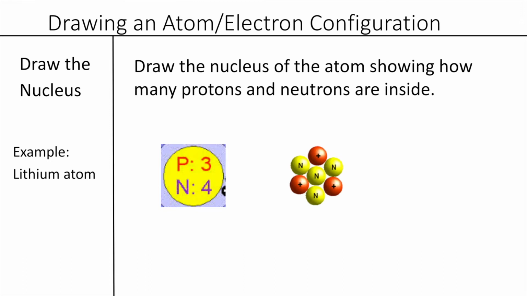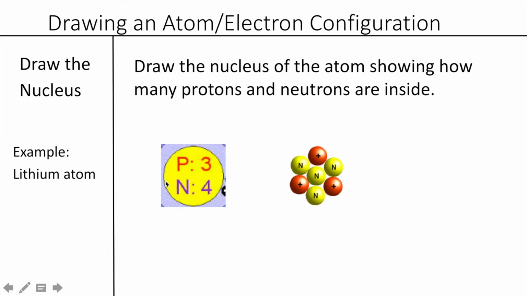And we've already learned how to figure out the number of protons, neutrons, and electrons in any atom as long as we have access to the periodic table. So, for example, with the lithium atom, we know that it is number 3 on the periodic table, so we have 3 protons, and we also know that it has 3 electrons. To find the number of neutrons, we subtract the atomic number, which is 3, from the atomic mass, which is 7, and we get 4 neutrons.